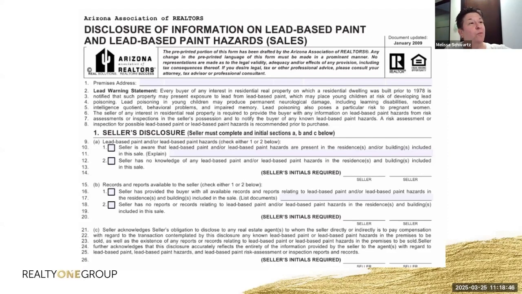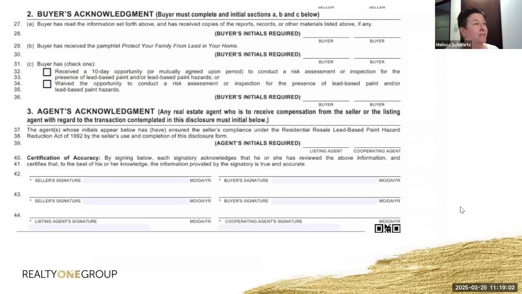The Environmental Protection Agency, the EPA, right? So does everybody understand that if this part of the document has not been filled out and you represent the buyer and you give them this bottom section, the first line says, buyer has read the information set forth above and has received copies of the reports, records, other materials listed above, if any.